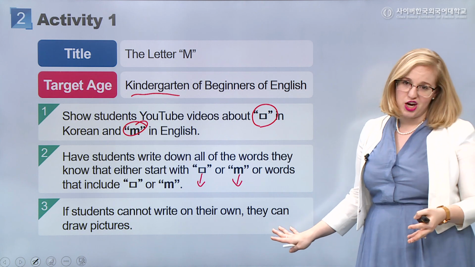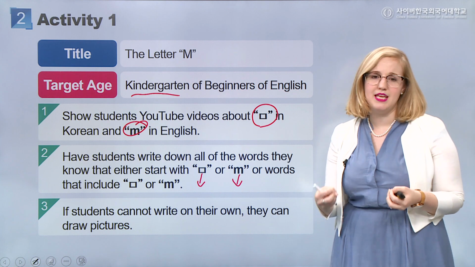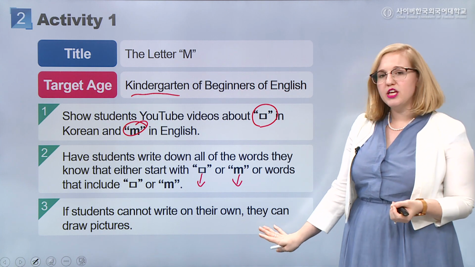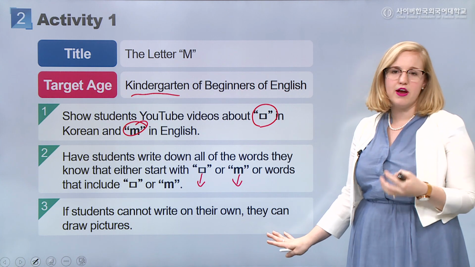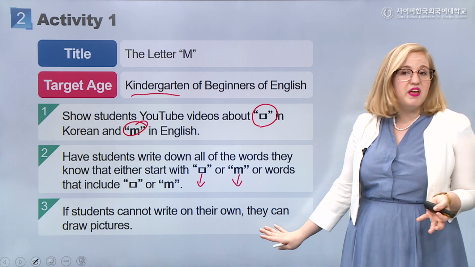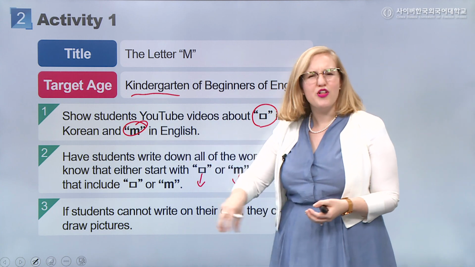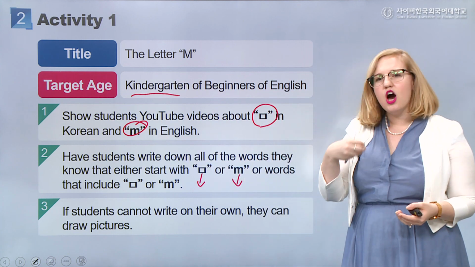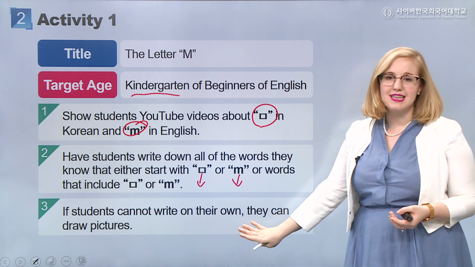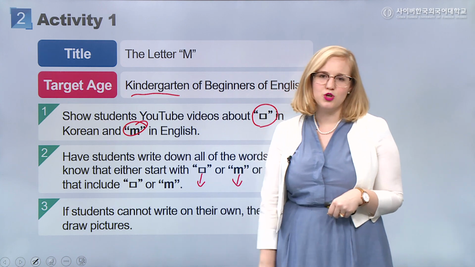Now these are kindergartners, these are beginners of English. They might not know that many words. If you don't think your students could write down very many words, particularly in English if they're beginners, they can draw pictures. Why not? Especially after they watch the video, they'll have some idea of words that start with these letters that maybe they can't spell. So why not have them draw pictures?